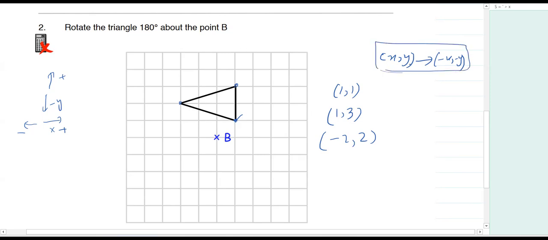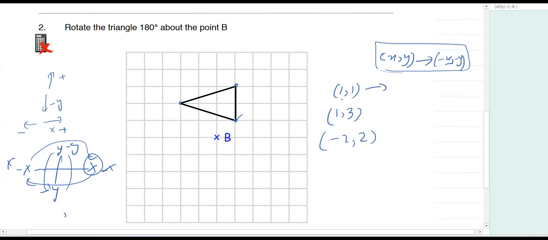Because the rule is (x, y), even if you forget the rule, no problem. It takes less than a second: x, negative x, y, negative y. So how would you change? This will come here and this will go here, like minus x, x. And this will go here, like minus y. So where it was x, it has become minus x. And where it was y, it has now become minus y.